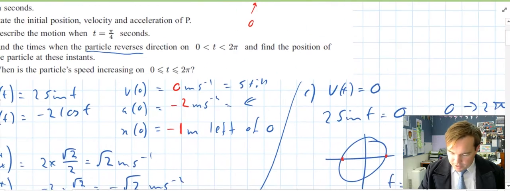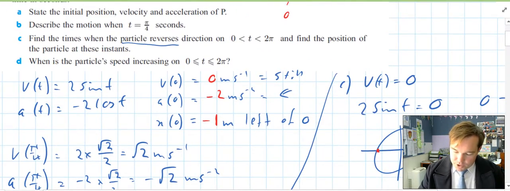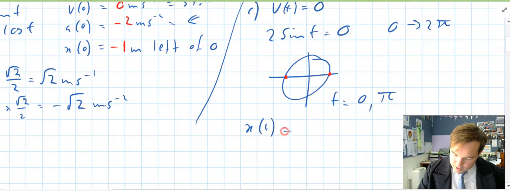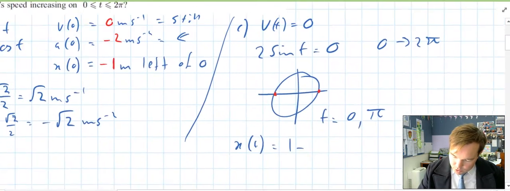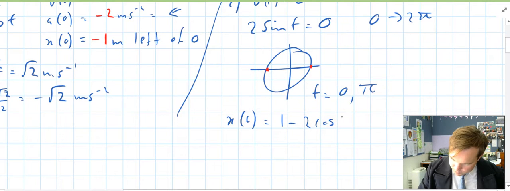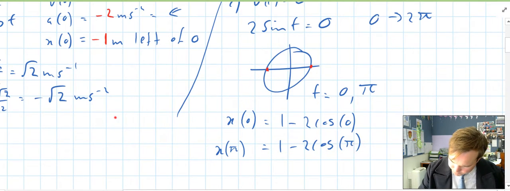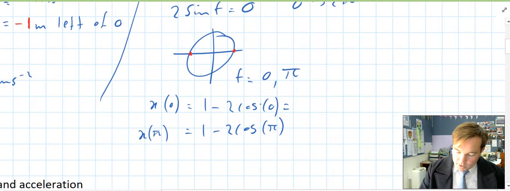We know it reverses direction, therefore, at 0 and pi, and now we want to find the position of the particle at those instants. So the position is found by substituting 0 and pi into the original x(t) function. So x(0) equals 1 take 2 cos 0, and x(pi) equals 1 take 2 cos pi. Alright, cos of 0 is 1, so that becomes minus 1. Cos of pi is minus 1, so that becomes 3.